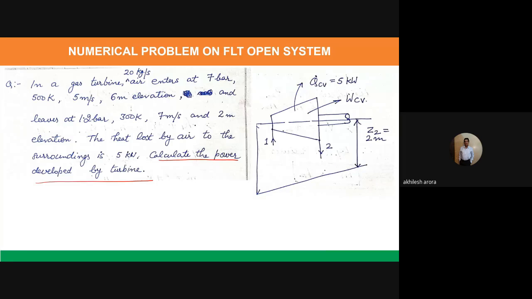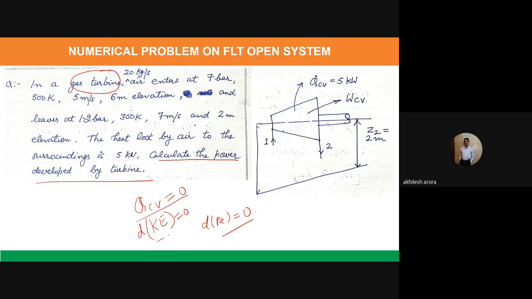Okay, one important information about this problem. When we talked about the turbine part, because it's a gas turbine, when we discussed the turbine and applied the steady flow energy equation to it, we said that the value of QCV is equal to 0. We also said that the changes in kinetic energy are equal to 0, and the changes in potential energy are also equal to 0.